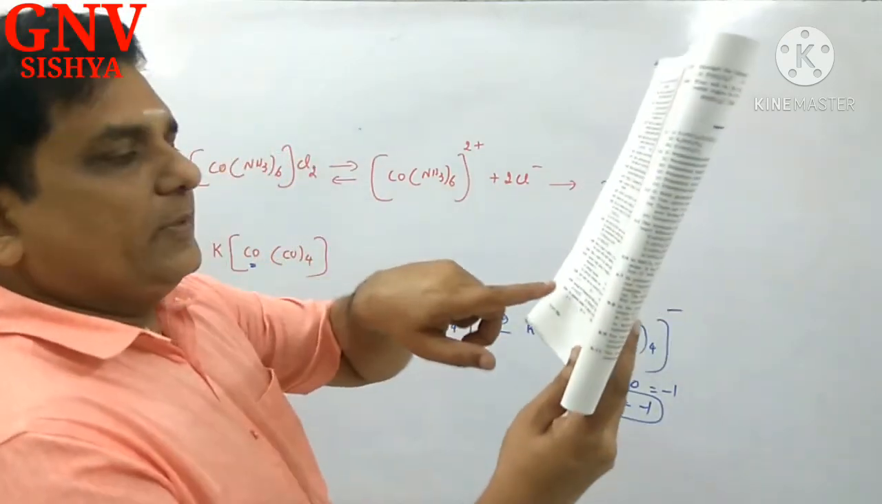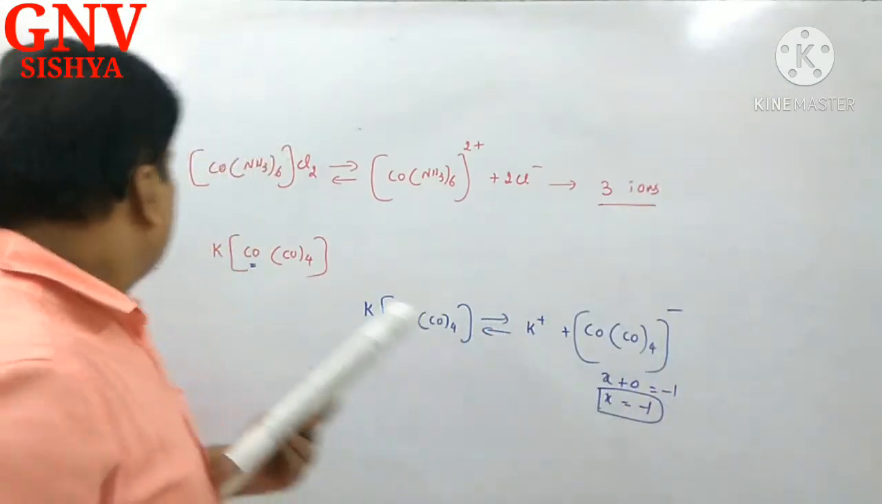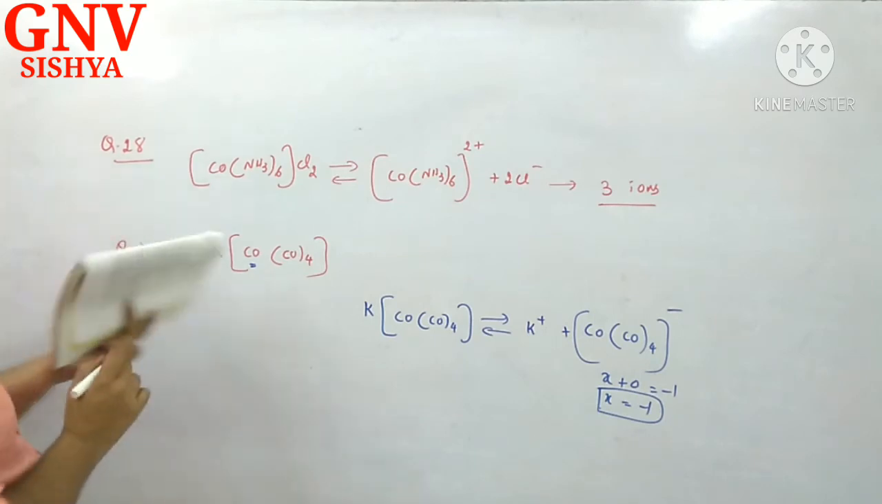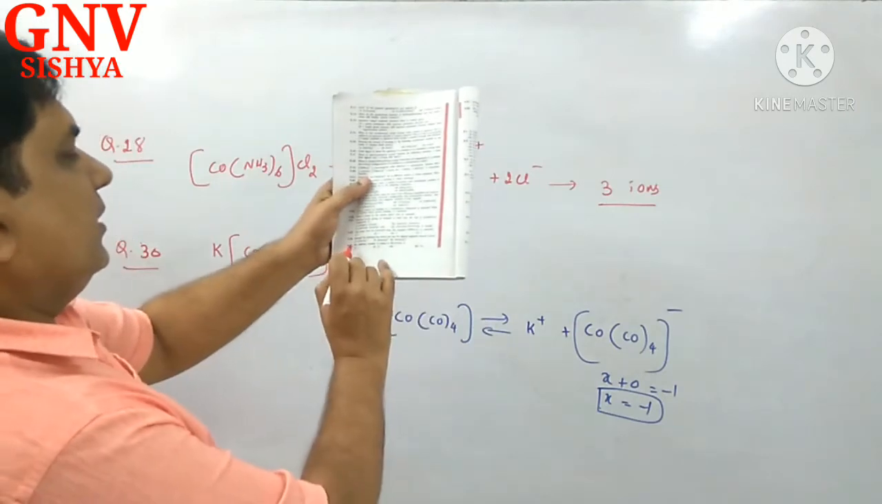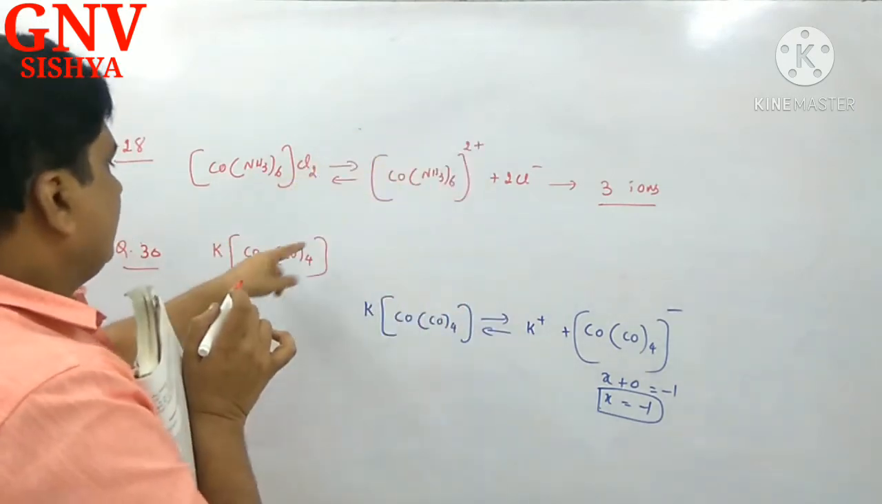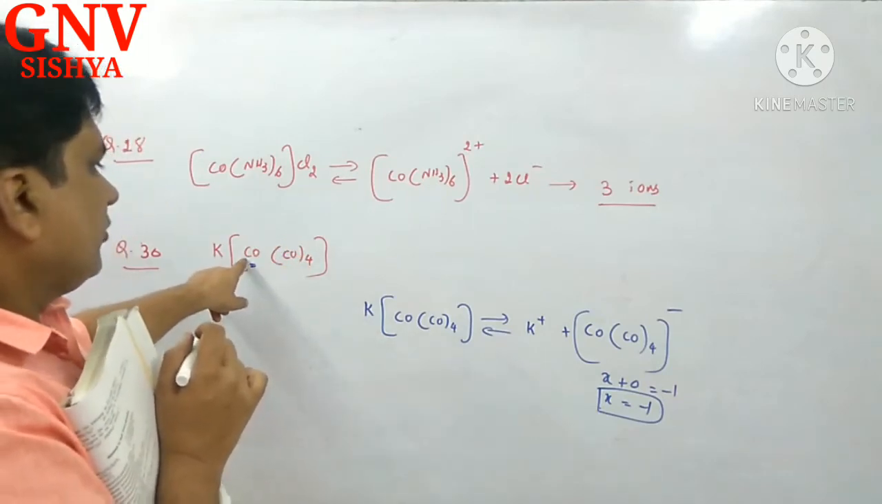Next, question number 29. Sorry, not 29. Question number 30. Wrongly marked. Question number 30, this is not 29. This is 30. In this question, the oxidation number of cobalt in K[Co(CO)4]. K[Co(CO)4] is the complex. What is the oxidation number of cobalt?